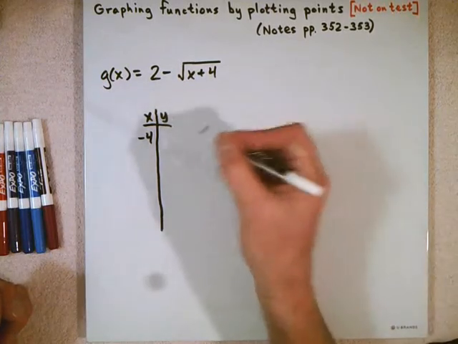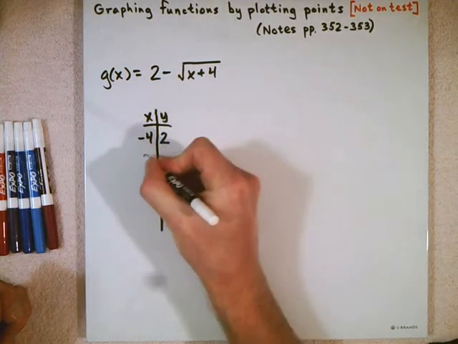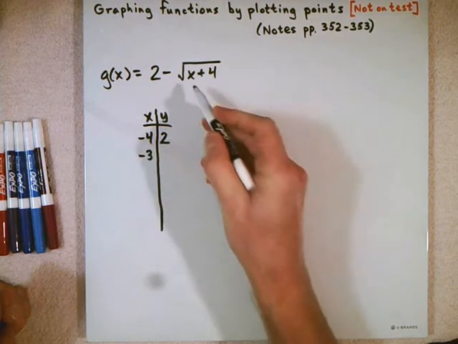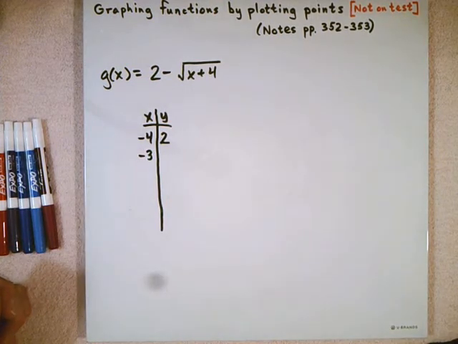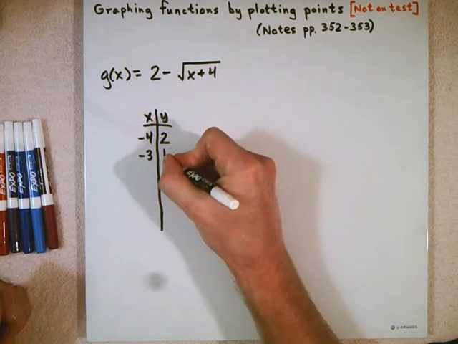That was easy. How about negative 3? Let's try that. What's negative 3 plus 4? 1. And then the square root of 1 is 1. 2 minus 1 is 1. So far, so good. Now here is where you're going to get into a little issue.